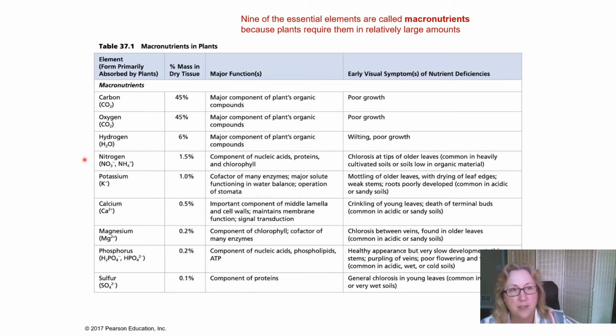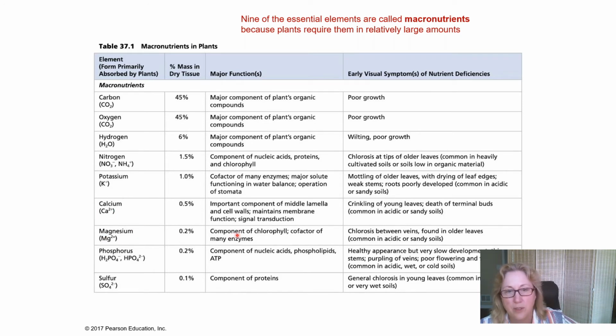So you'll notice nitrogen is the very next one here. 1.5% of the plant's dry mass is going to be nitrogen. And that's because nitrogen is in every protein. And nitrogen is part of the structure of chlorophyll and also of all the nucleic acids, DNA and RNA. Potassium, calcium, also very important. They're enzyme cofactors. They're found in cell walls.